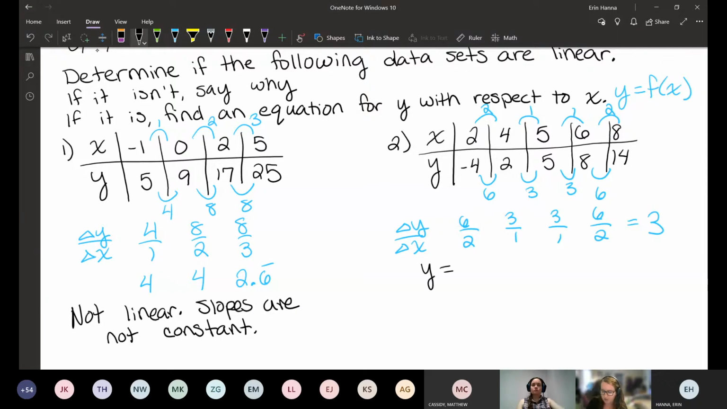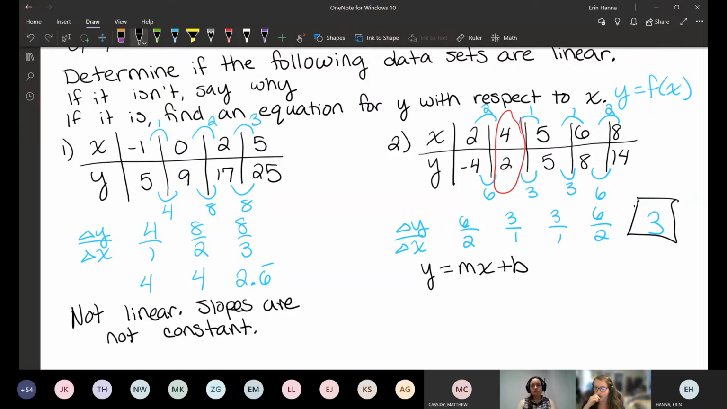So since we need y equals mx plus b, I have my m value. I just found it. I just found my m value of 3. So I don't actually have to go about and find it again. I can just use it. Now I have to pick whichever one of these points makes me happier. I'm going to choose 4, 2.